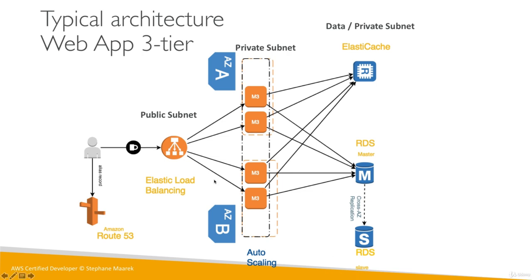So we have the user on the left-hand side, and it will query Route 53 for an alias record. And using that alias record, it will go straight to our Elastic Load Balancer, okay? And that Elastic Load Balancer is in the public subnet because it has to be accessible from my machines, for example, or from the World Wide Web, right? Behind the ELB, we have an auto-scaling group.